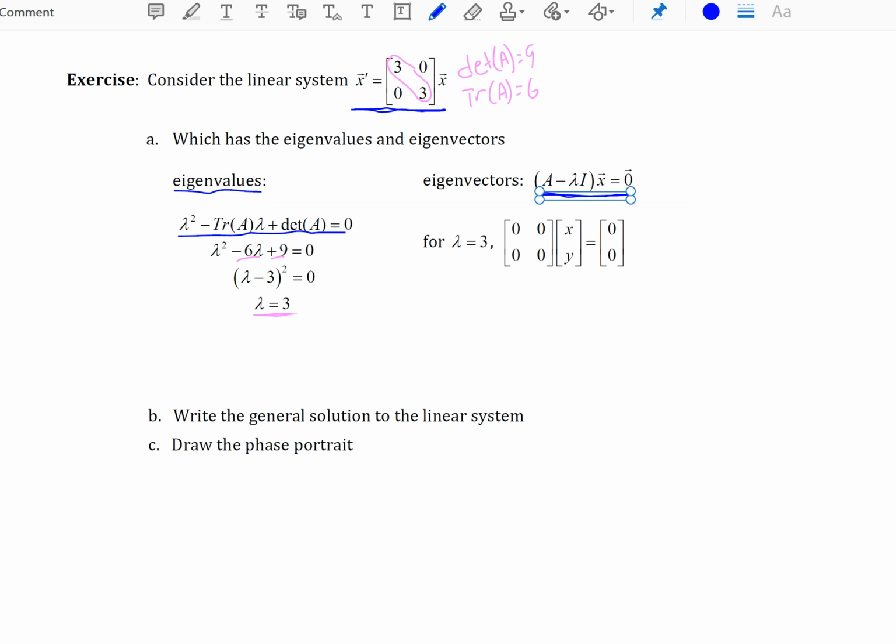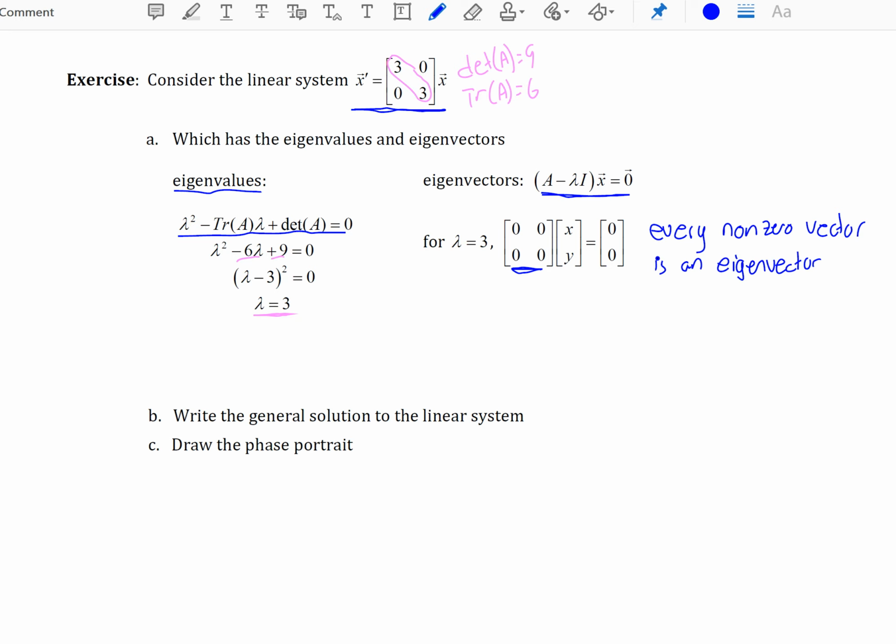Now again, notice when you subtract 3 off your main diagonal, you get the matrix of zeros. Now what this tells us is every non-zero vector is an eigenvector. Remember, we're looking for non-trivial vectors that when you multiply by this, you get the zero vector back. But because you have a matrix of zeros, every vector is an eigenvector. Every non-zero vector is an eigenvector.